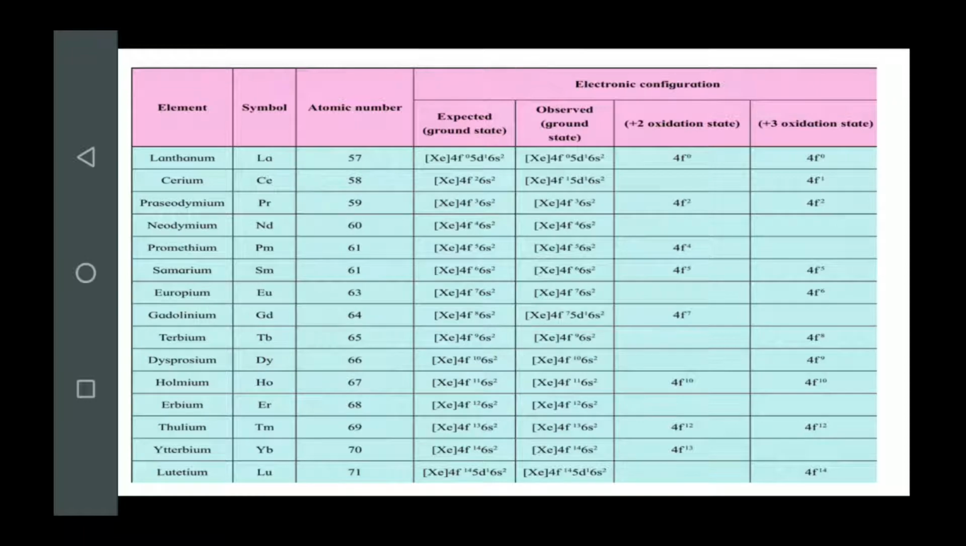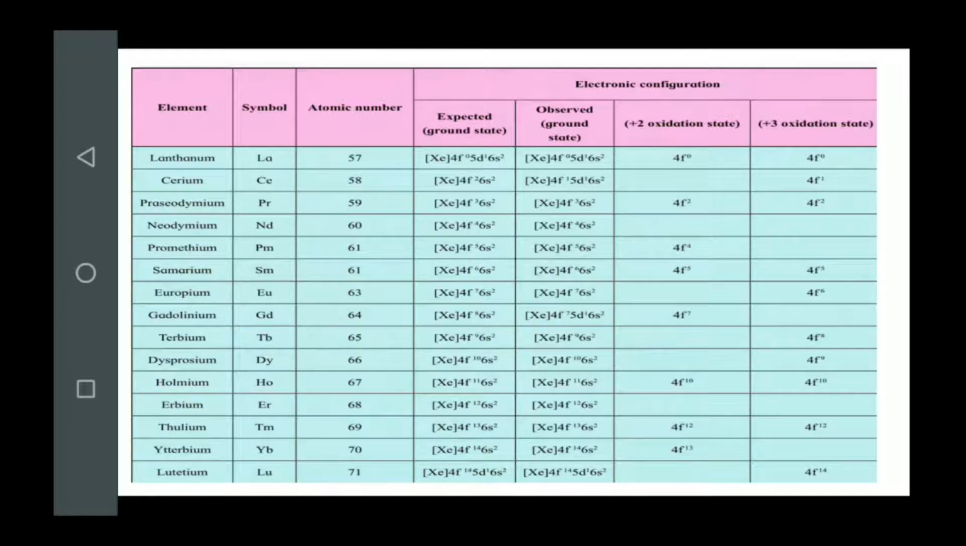Now look at gadolinium, atomic number 64. We expect xenon 54, then 6s2, that is 56 electrons. When you subtract 56 from 64, you are left with 8 electrons. So according to Aufbau, we expect that these 8 electrons should go into the 4f orbital. But what we observe is that instead of showing the 4f8 configuration, the observed configuration is 4f7 and 5d1. One of the electrons goes to the 5d orbital.